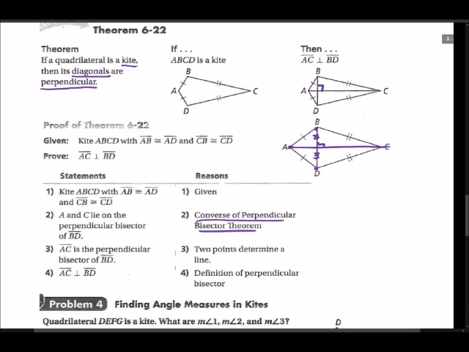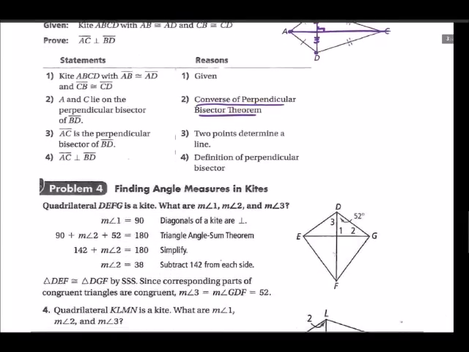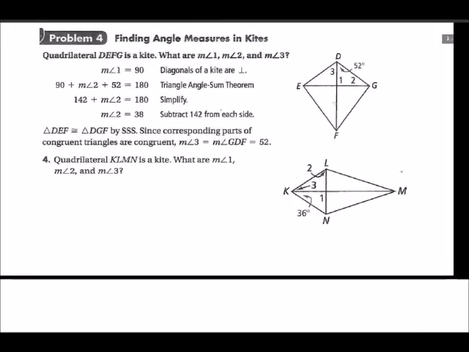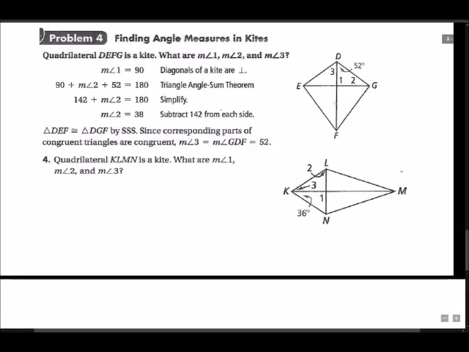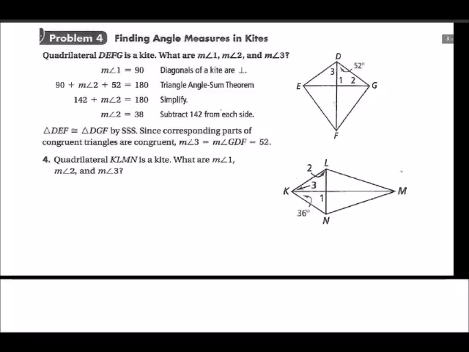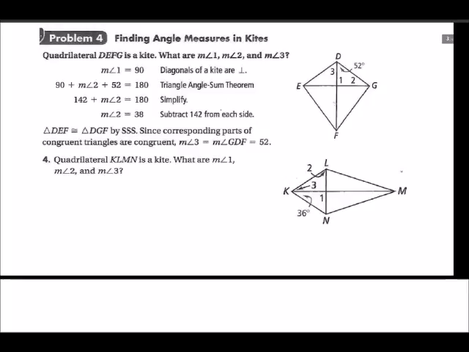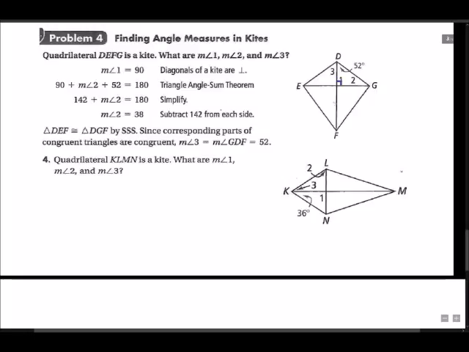All right, so you can look that over. How are we going to use this? To find angle measures in kites. So if we are given that quadrilateral DEFG is a kite, find the measures of the missing angles. Well, if we know it's a kite, that first angle is super easy. So we know the measure of angle 1, that is a right angle, measures 90 degrees.